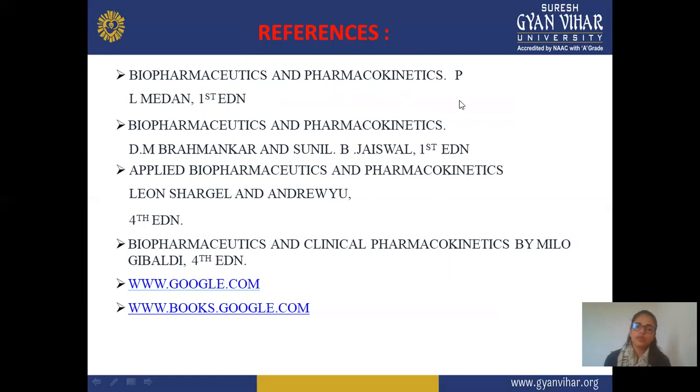After this outcome, this is the reference part for this topic. First is Biopharmaceutics and Pharmacokinetics by Madan, first edition. Second is Biopharmaceutics and Pharmacokinetics by D. M. Brahmankar and Jaiswal, first edition. Third is Applied Biopharmaceutics and Pharmacokinetics by Leon Shargel and Andrew Yu, fourth edition. Next reference is Biopharmaceutics and Clinical Pharmacokinetics by Milo Gibaldi, fourth edition. So these are some books and these are some sites which are used for this topic: www.google.com, www.books.google.com.